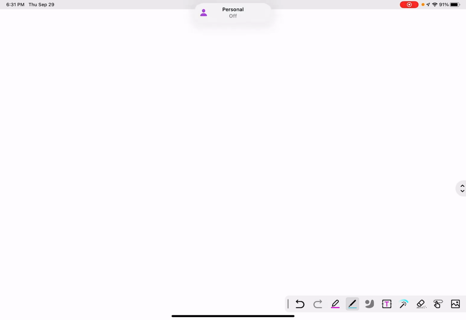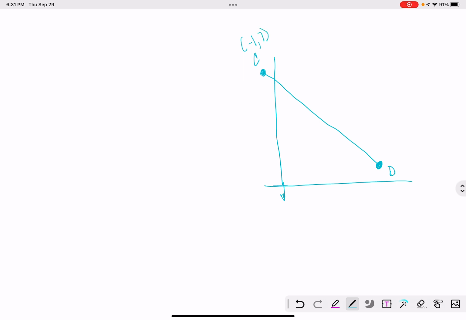Okay, so I'm going to redraw our picture as best as I can. It won't be perfect, but something like this. And we have C up here and then D down here. I'm not going to put the numbers, just giving us a little example. This was C, D. C was located at -1, 7, and D is located at 5, 1.